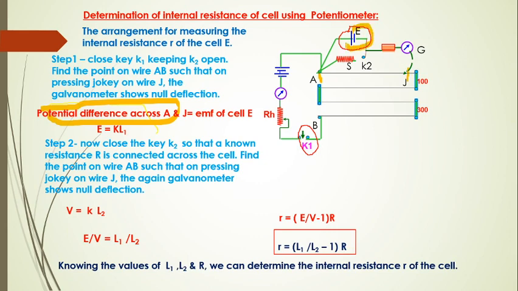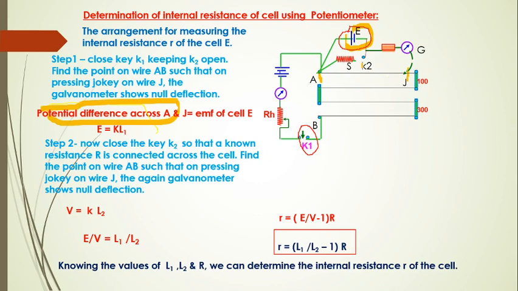Here no current flows, because current always flows from higher potential to lower potential, but no current flows through the galvanometer. It indicates the potential between A and J is the same as the potential of E. So E equals K into L1, where L1 is the length between A and J.